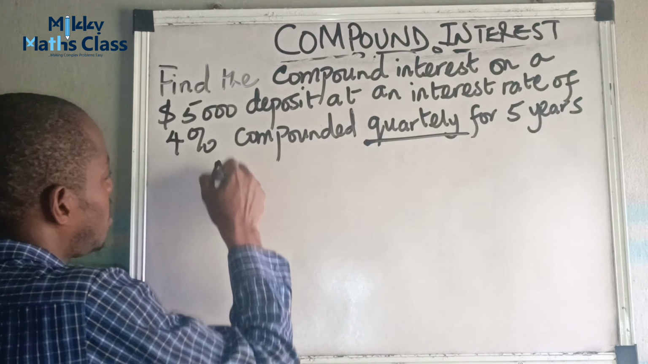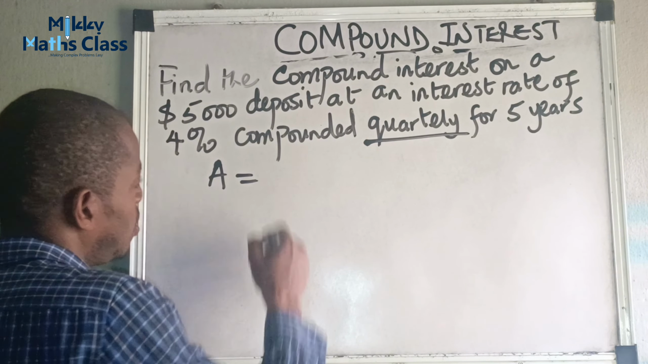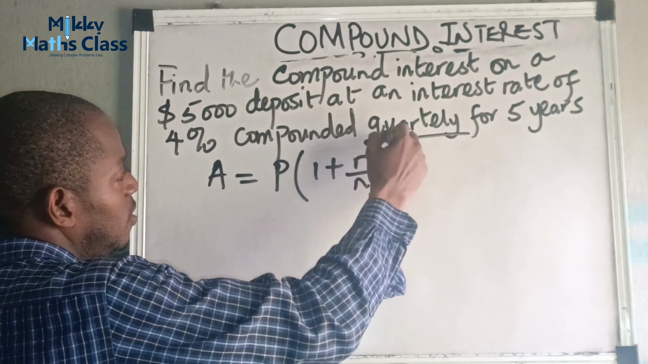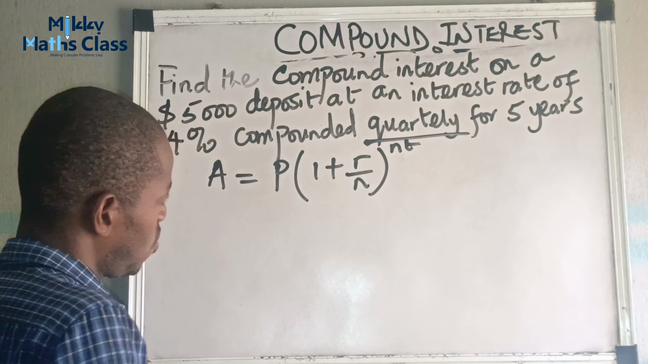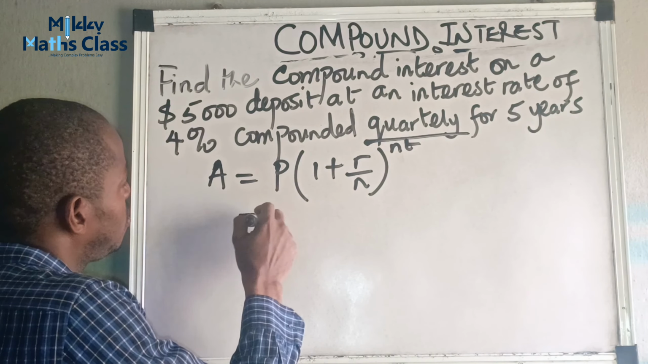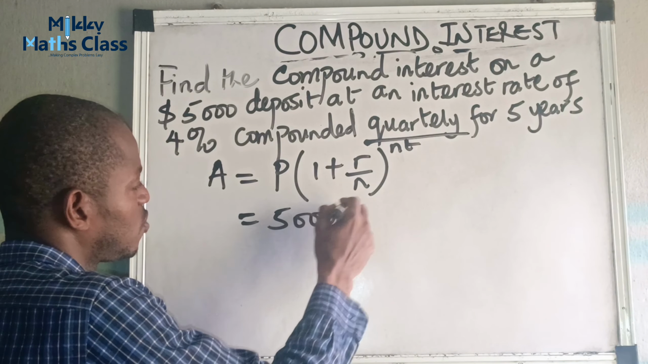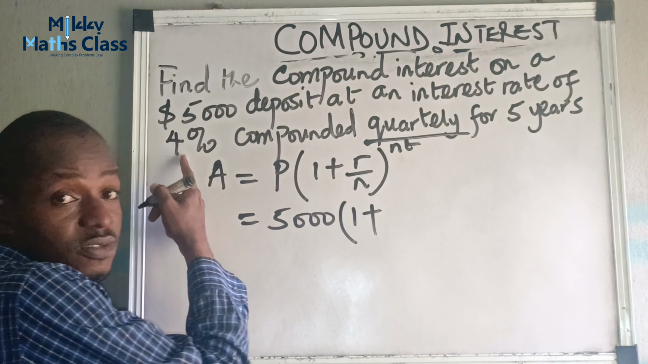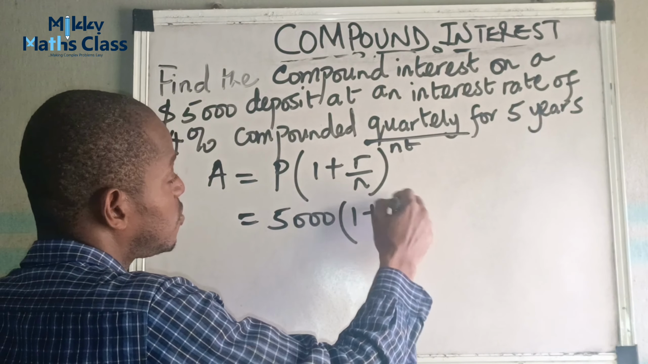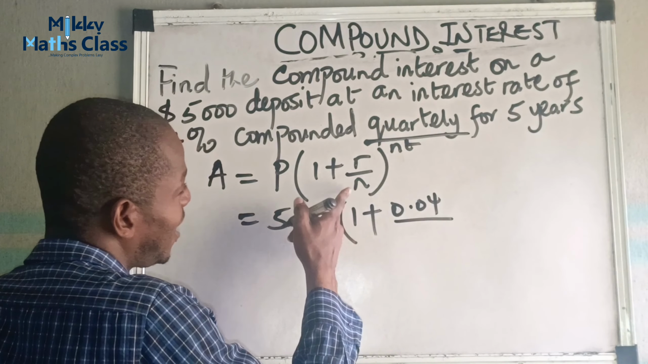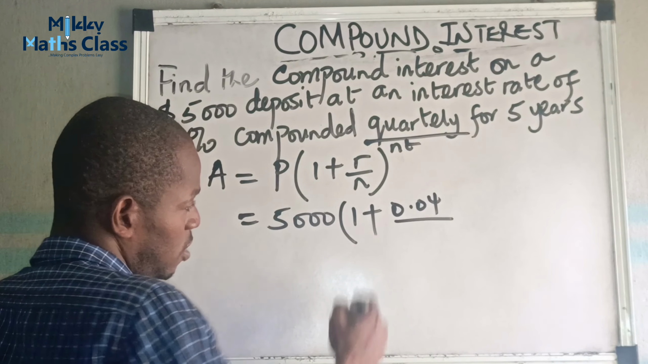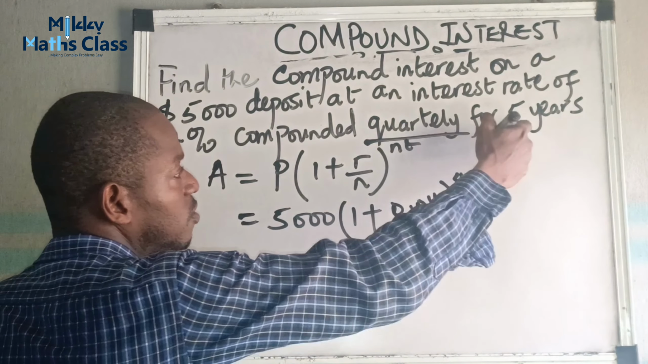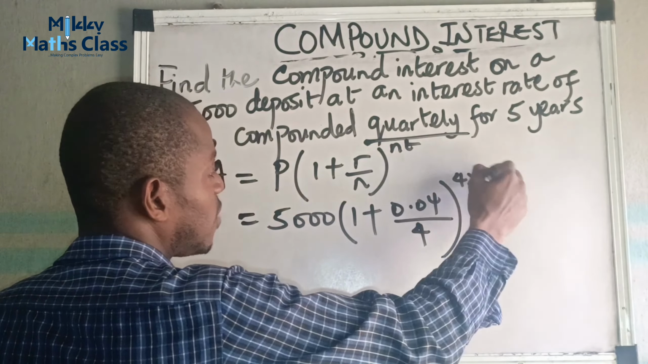So we look for the amount. Amount is equal to, in our usual style, principal into bracket 1 plus R over N raised to the power of NT. So we have found out that our principal is $5,000. So we put 5,000 into bracket 1 plus our R is the rate, which is 4%. 4% is 4 over 100, that's 0.04 over our N. Quarterly, our N is 4. Just like I told you, 4 quarters in the year. So this is 4 times the number of years there, 5. So this is 4 times 5.